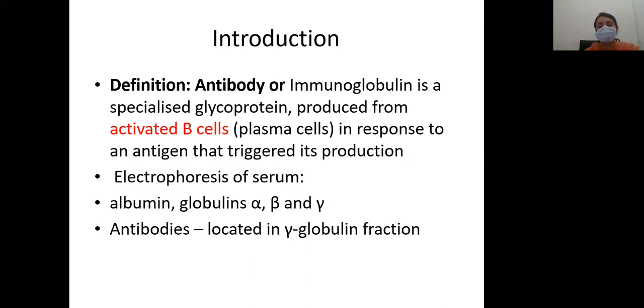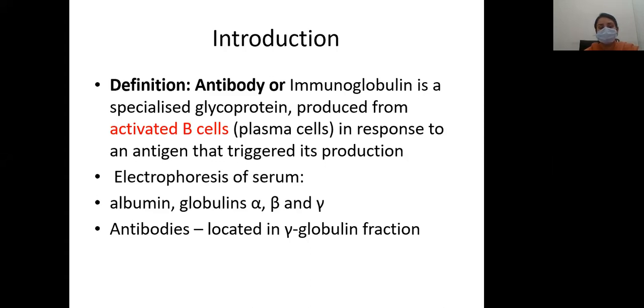What are activated B cells? B cells are basically white blood cells. They are produced in the bone marrow and then mature in the spleen, where they are activated by the antigen, and these are the plasma cells. On activation of B cells, they produce antibodies.